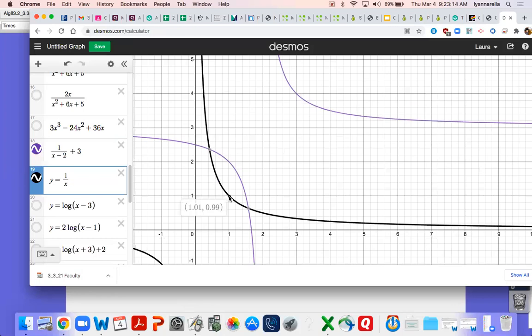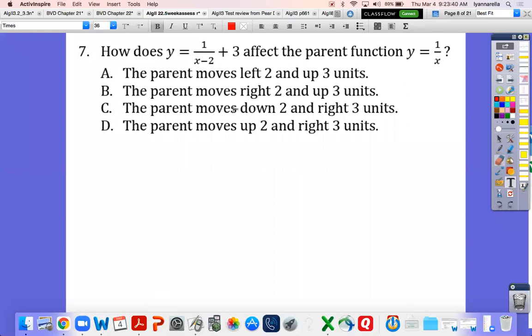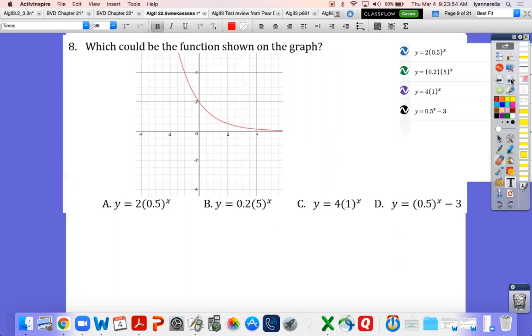So we went from 1, 1 to 3, 4. No, I'm sorry. Here we are. It goes up 1, 2, 3. It goes up 3 and over 2. So right 2. I got my numbers backwards. Sorry, guys. It goes up 3 and it goes to the right 2. Okay. So it's right there in front of you. You just have to graph the two and say, oh, I see. It's going up 3 and not left. It's moving right. Okay. Again, Desmos is going to answer 90% of these questions for you.